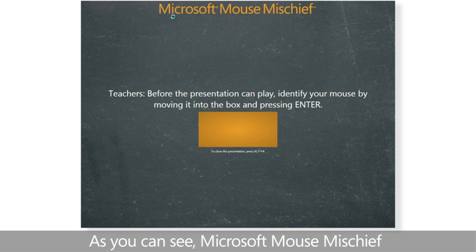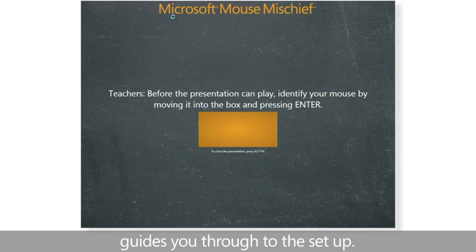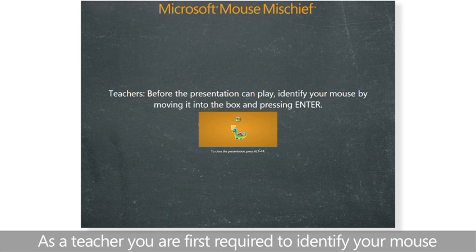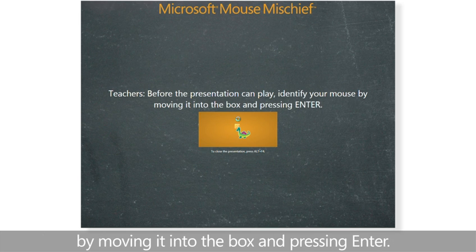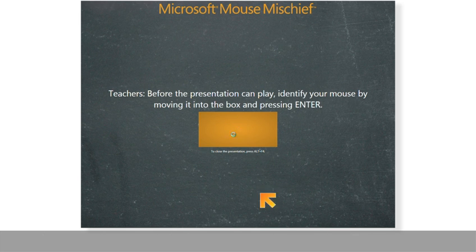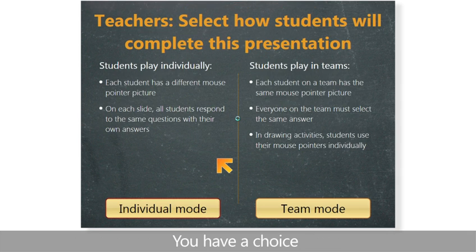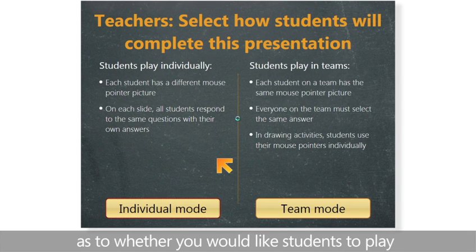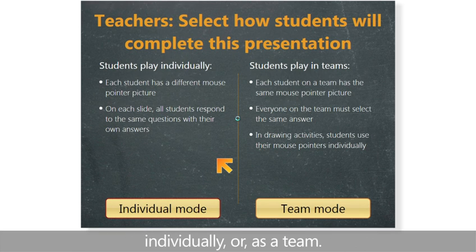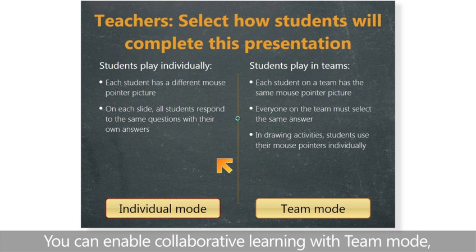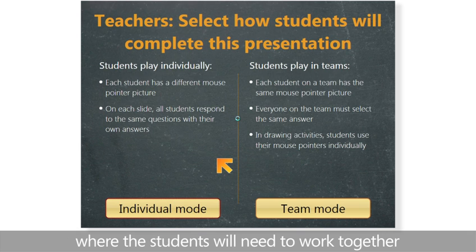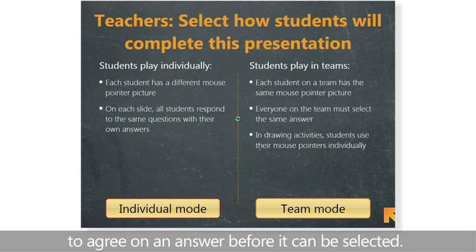As you can see, Microsoft Mouse Mischief guides you through the setup. As a teacher, you are first required to identify your mouse by moving it into the box and pressing Enter. You have a choice as to whether you would like students to play individually or as a team. You can enable collaborative learning with team mode, where the students will need to work together to agree on an answer before it can be selected.